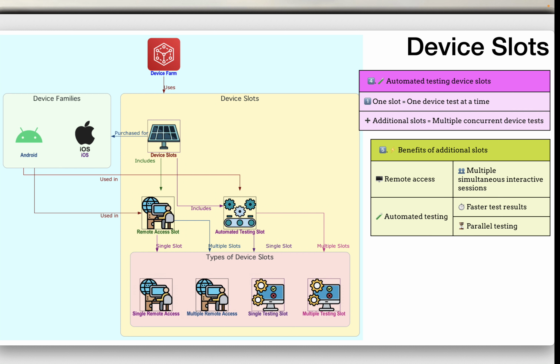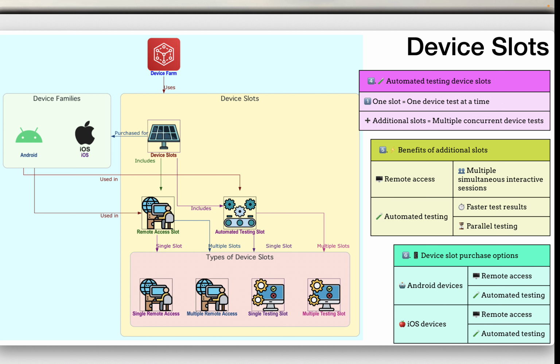And benefits of additional slots: the more remote access slots enable multiple simultaneous interactive sessions, and additional automated testing slots speed up the process of obtaining test results by allowing parallel testing. You can purchase device slots based on the device family. So in both the cases, Android and iOS devices, for both automated and remote access. So both offer remote access as well as automated testing.